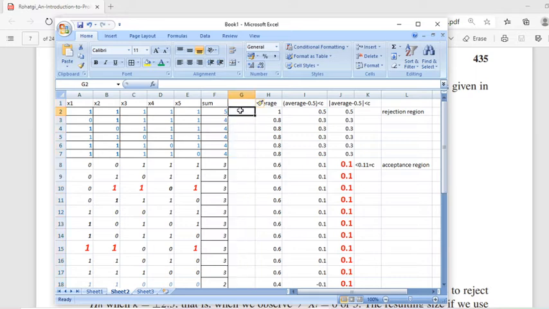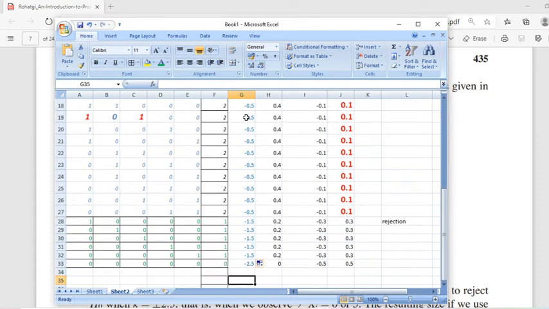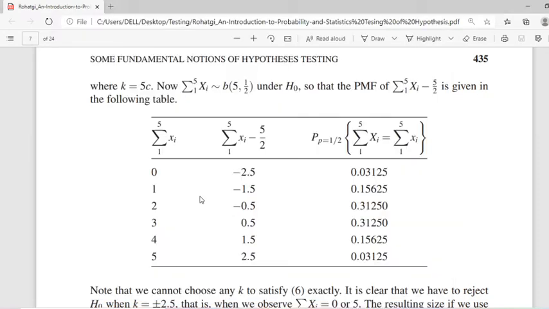So this is equal to 5 minus 2.5. So what are the values? 2.5 and minus 2.5. So that is displayed here. Okay, so what is the probability? Number of favorable cases by total number of cases.